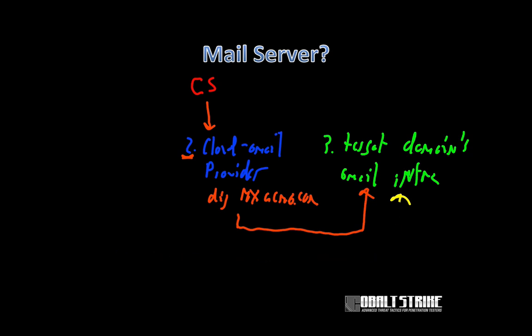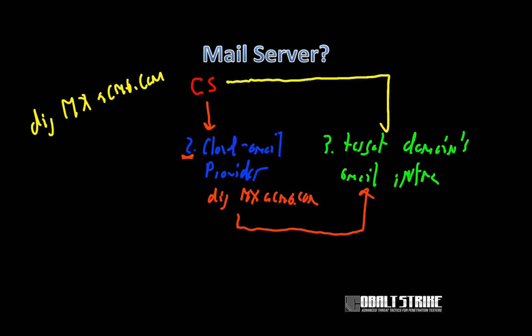And instead, I recommend that you look up the mail exchanger record of your target domain and direct Cobalt Strike to connect to it directly and relay your phish. And if you do that, it will be the same effect as having connected to a local mail server. So really, you have two options.